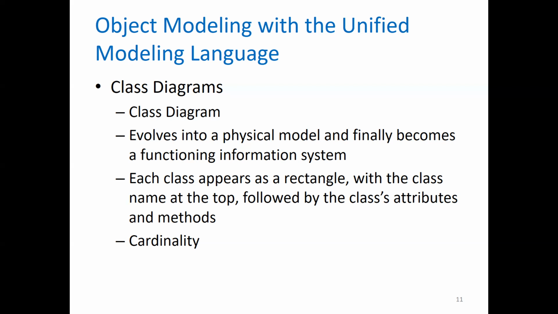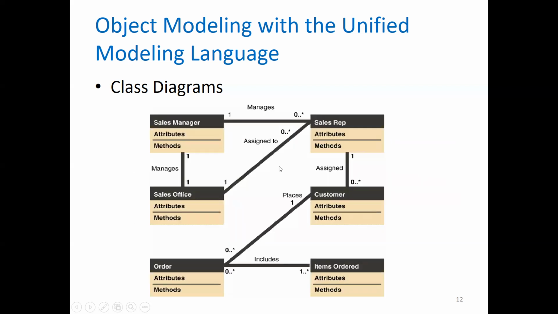So your class diagram shows the general structure in a logical form, and that is then converted into a physical model. When you have the physical model, it finally becomes a functioning information system. And this is the diagram associated with class diagrams. Okay, don't worry about it, not so important.